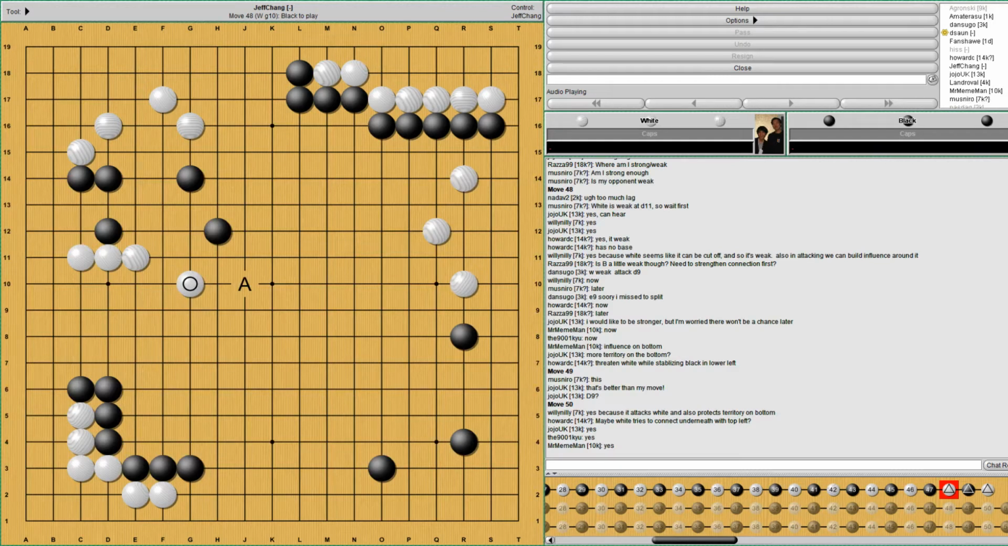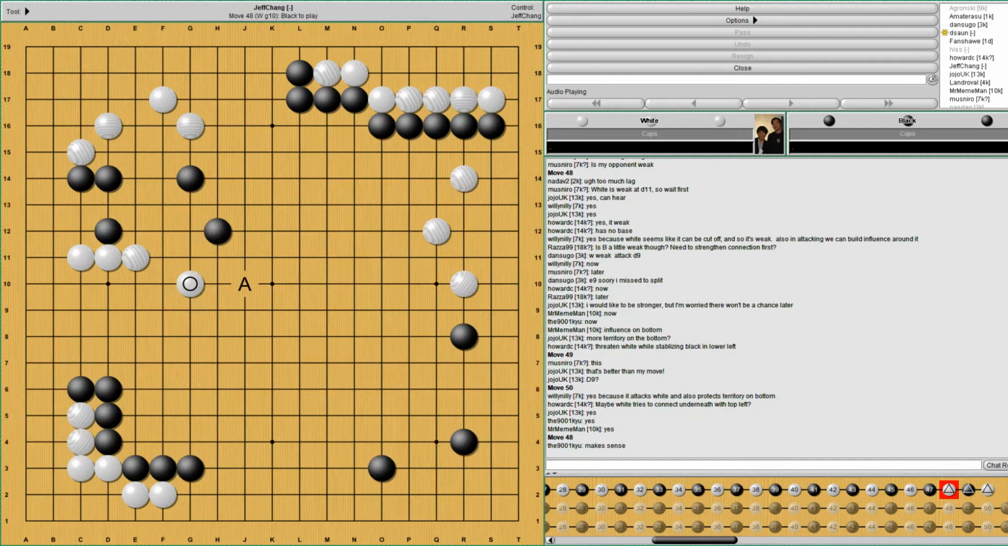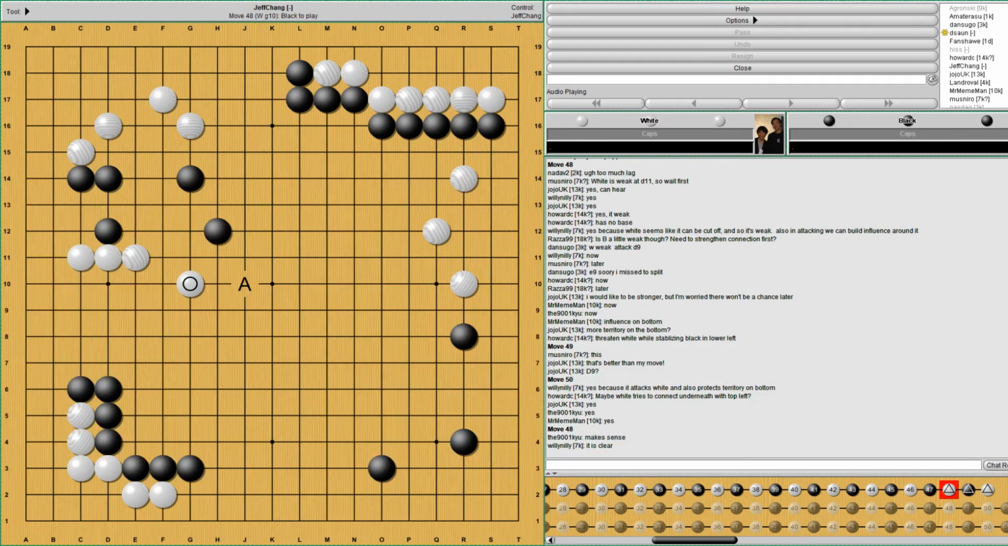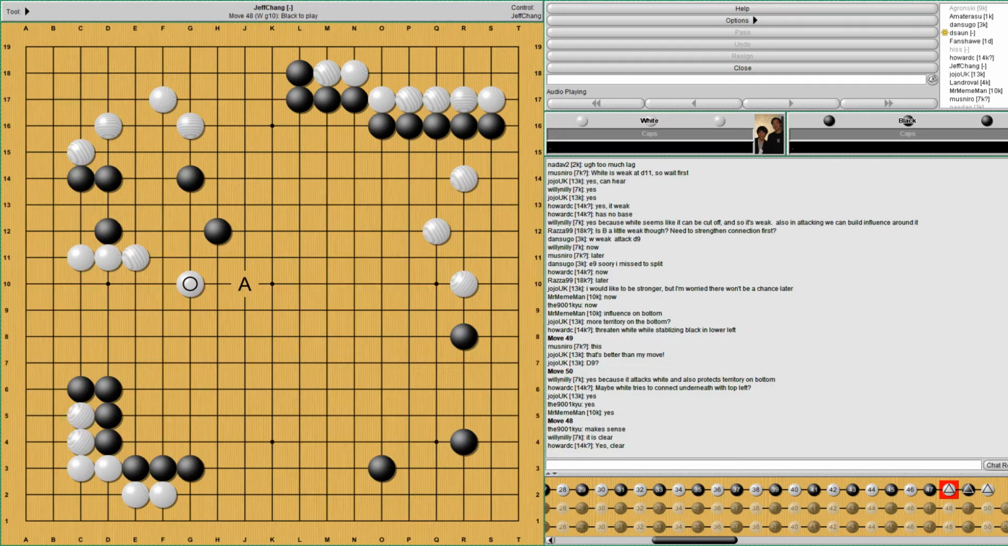Is it clear? If so, will you attack at A or will you leave it? Thanks. Will you, as black, start from A or will you leave it?